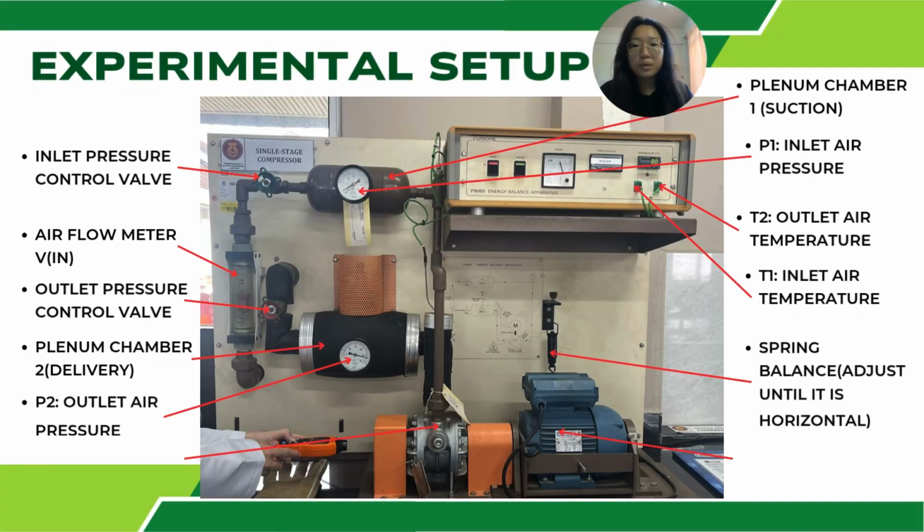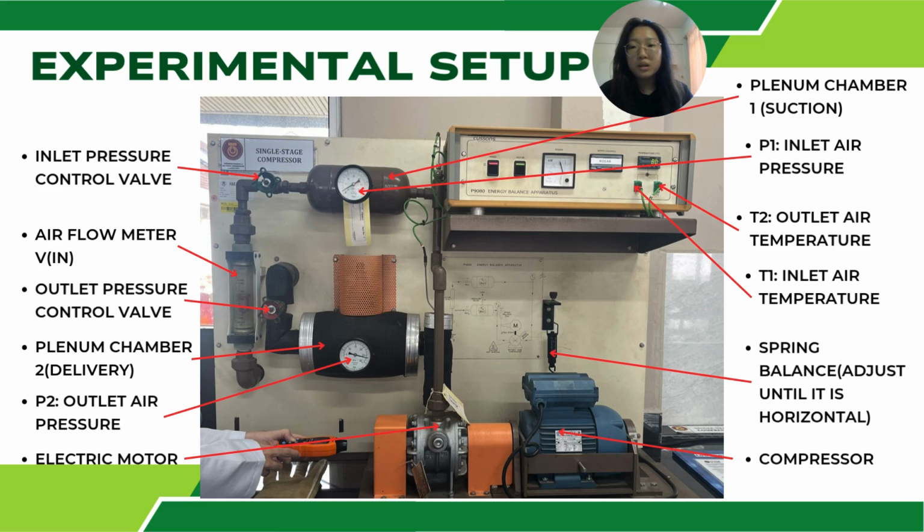So for the experimental setup, from the left hand side, we saw the inlet pressure control valve, which is the green one, the airflow meter V in, the outlet pressure control valve, which is the red one, the pneumatic chamber 2 delivery, P2, which is the outlet air pressure, and the electric motor.